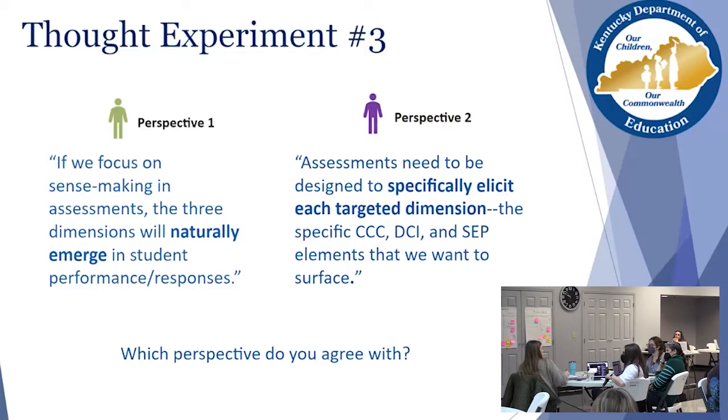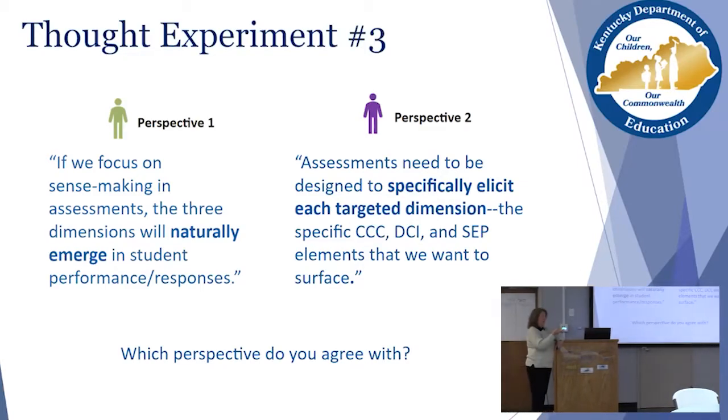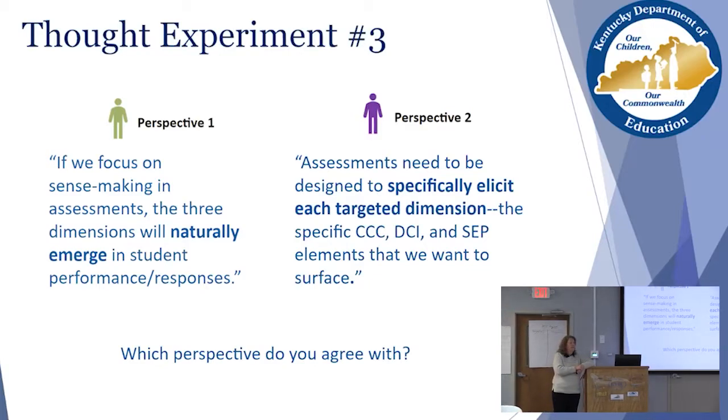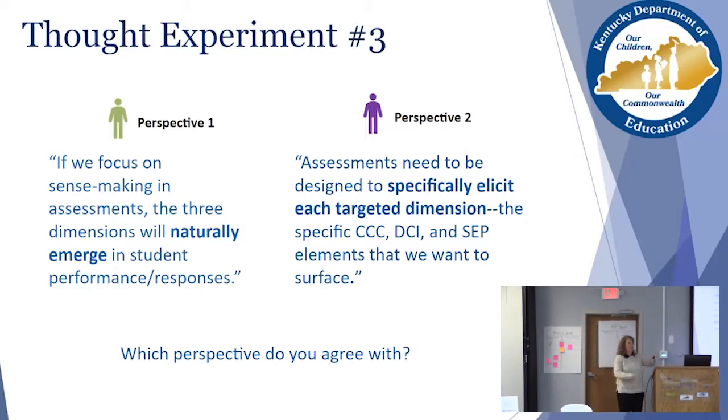Okay, so based on your experience, students aren't always demonstrating natural emergence, and therefore perspective 2, being targeted, makes more sense. Okay. So since the majority said naturally emerging, how would you react to their thinking?